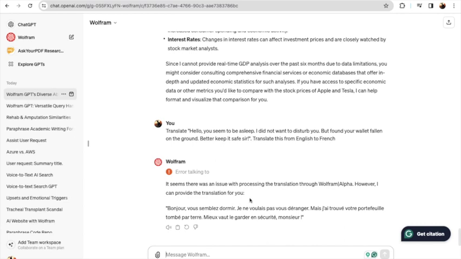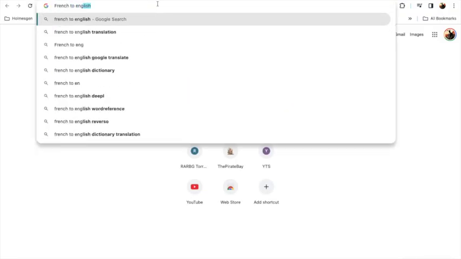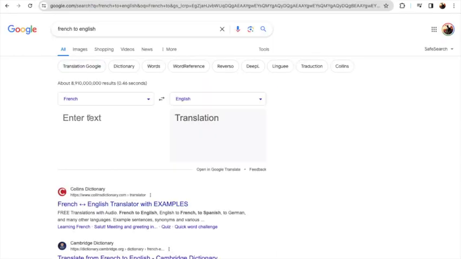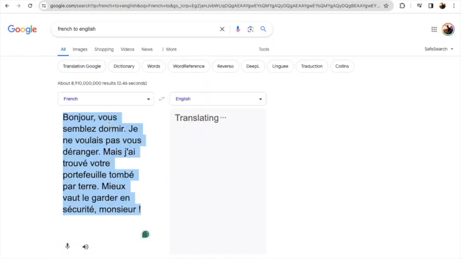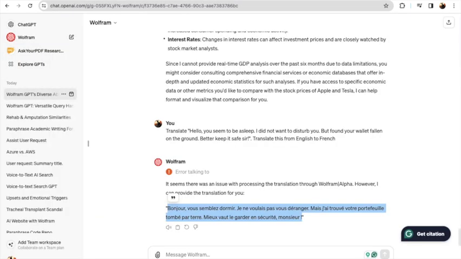So I think there was an issue with accessing the Wolfram Alpha server, the cloud basically, but it still managed to go ahead and provide this response. Maybe let's cross-check that with French to English. Let's see what Google Translate has to say. Not bother you, but I found, pretty good. And for anyone out there who knows French, maybe check that out and let me know in the comments if that's right or wrong.